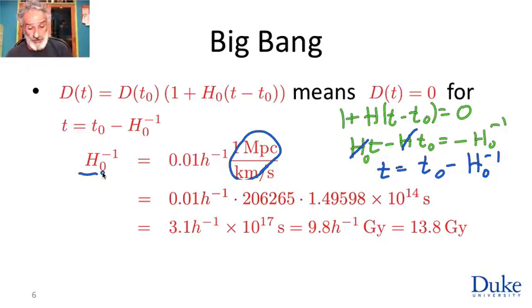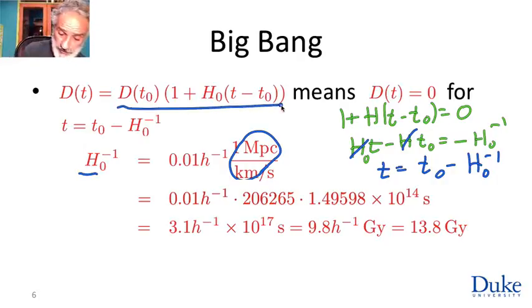This is the so-called Hubble time. It's very important. This is the time where, if you imagine that this equation governs the universe, this is the time into the past at which everything was on top of everything else.